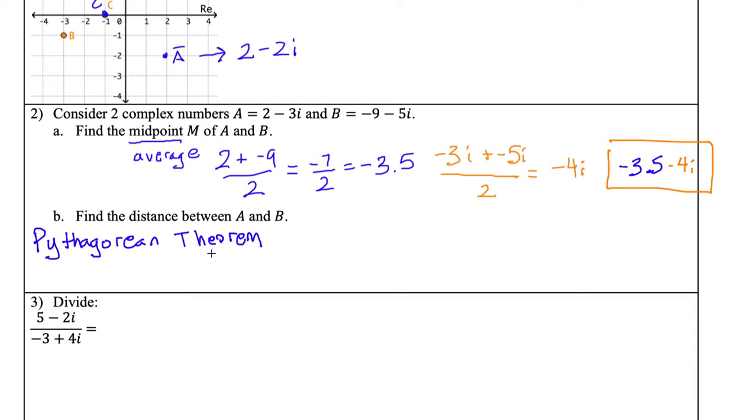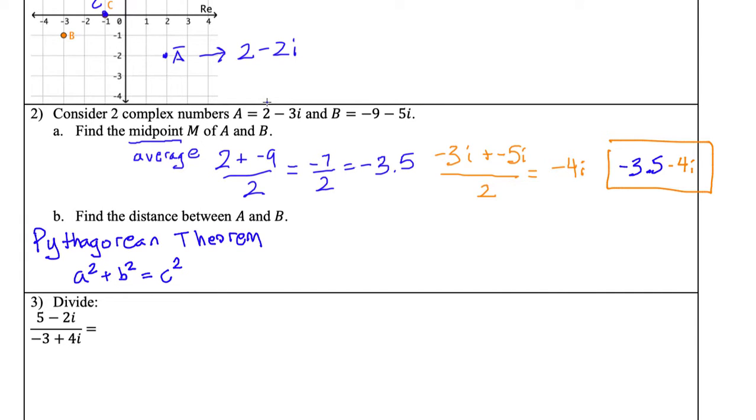I believe every single question has no calculator, but I could double check that for you. The Pythagorean theorem. So obviously a squared plus b squared is equal to c squared. We need to find a and b. A and b are going to be the side lengths of the triangle. A and b are going to be the distances, the change in distance between 2 and -9, and the change in distance between -3 and -5.